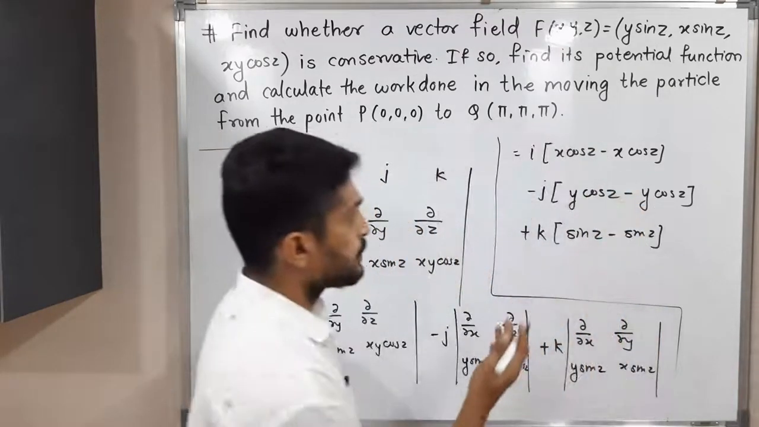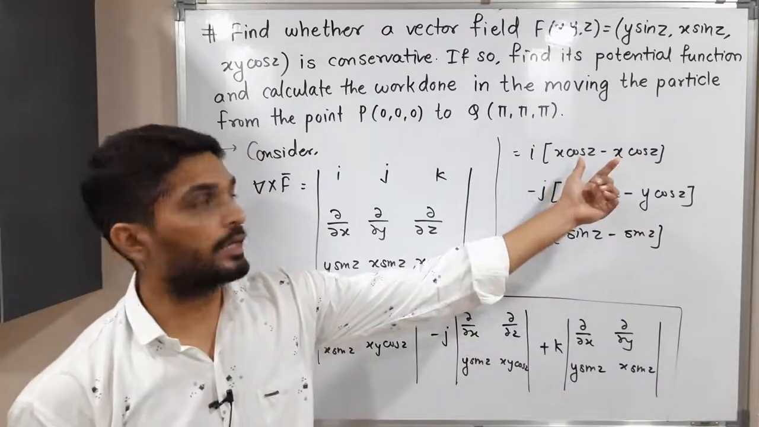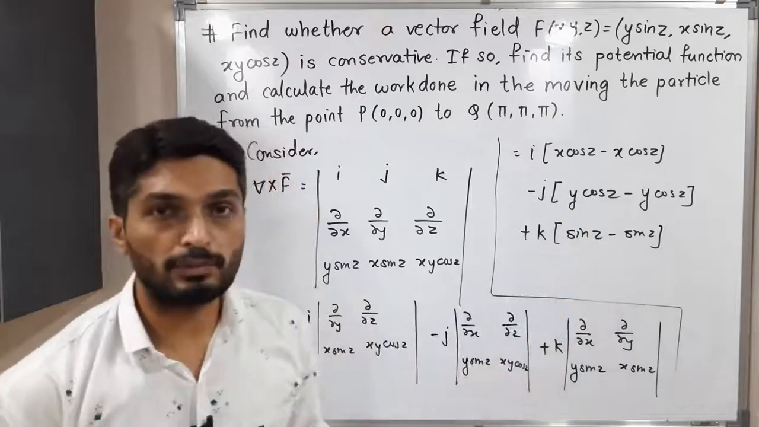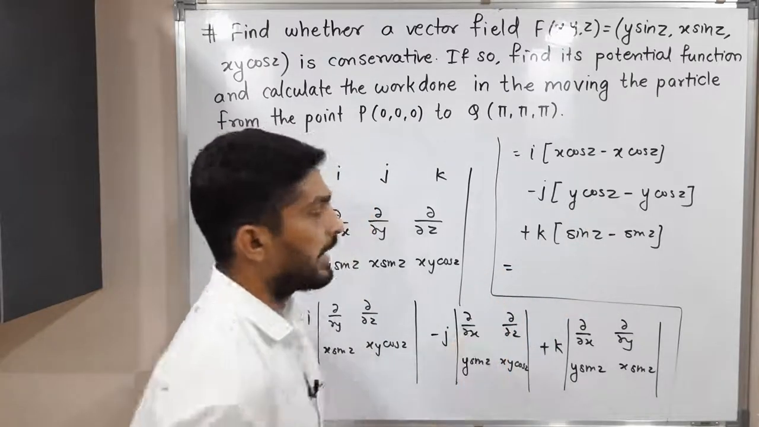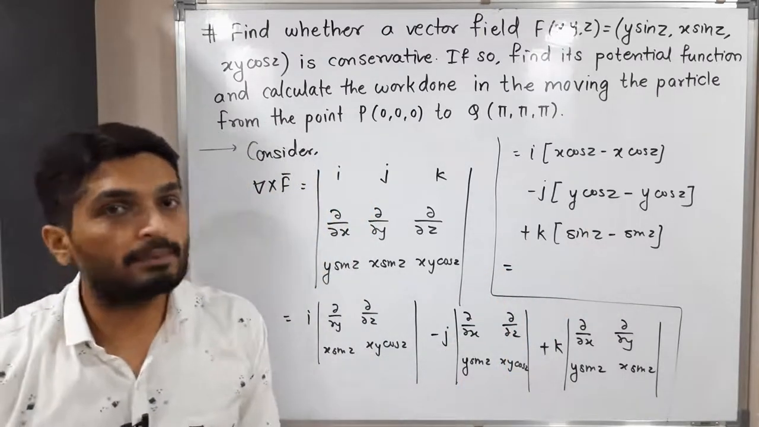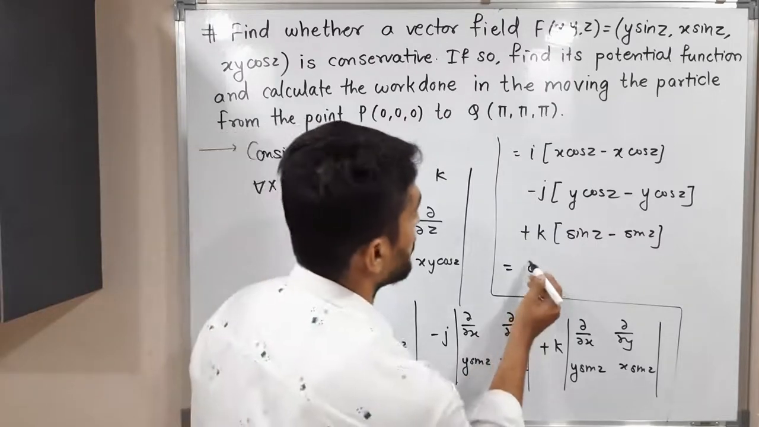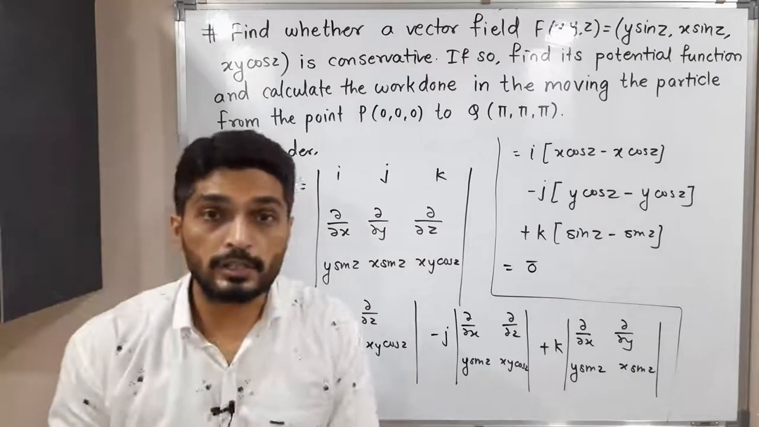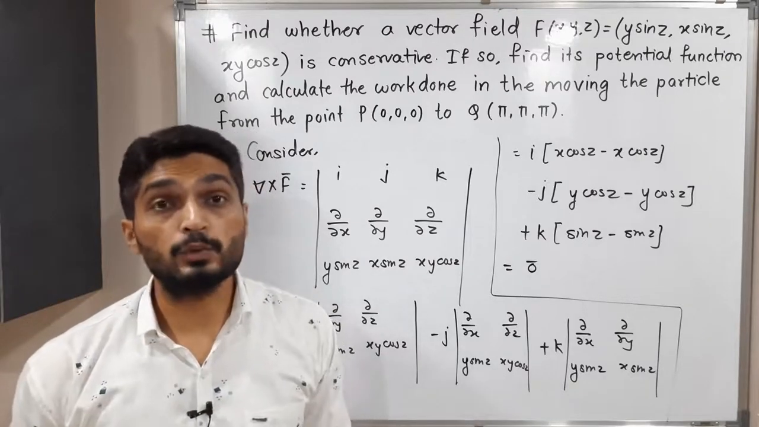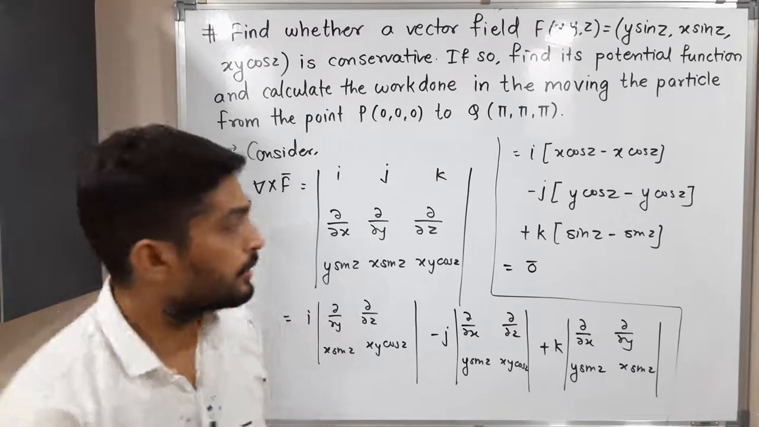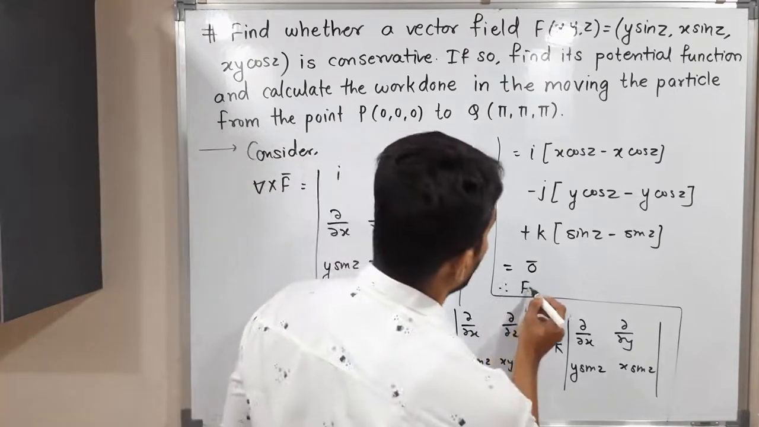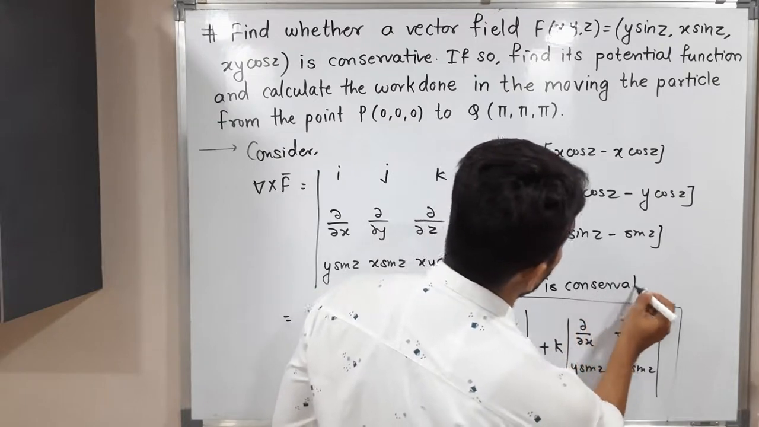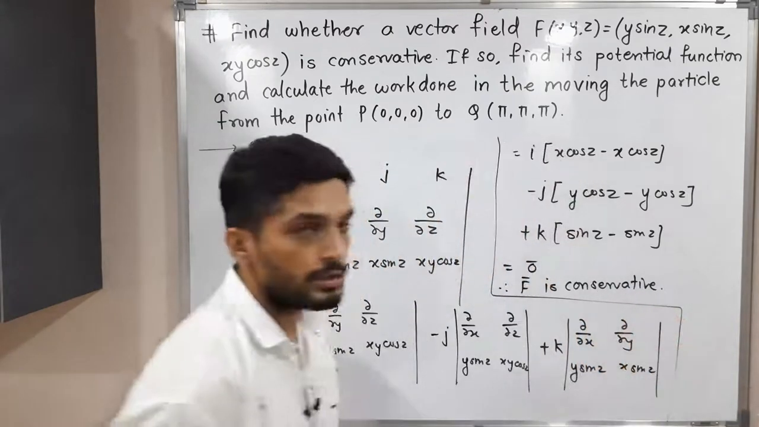So all brackets will be 0. x cos z minus x cos z is 0, this one will be 0 and the last one will be 0. So basically we have 0i plus 0j plus 0k, that means we have a zero vector. Therefore del cross f bar is equal to 0. If curl of f bar is equal to 0, we say the field is conservative. Therefore we can declare f bar is conservative. In this way we proved that the given field is conservative.